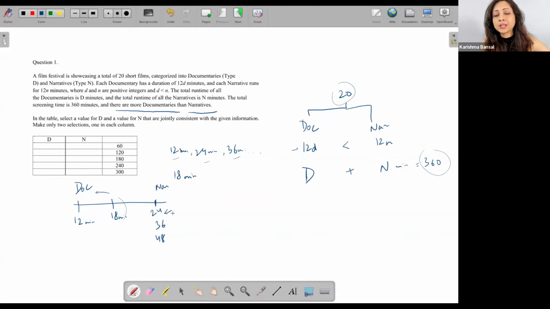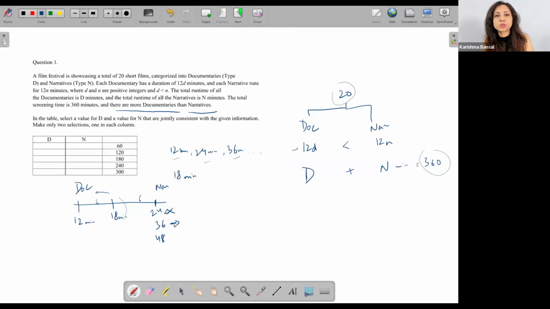Is a duration of 24 possible for the narratives? If that happens, what happens? Here I have a 6 distance, and here I have a 6 distance. The average is right in the center, which means I have equal number of documentaries and narratives, and that is not possible because I know that my average has to be closer to the documentaries, which means this is not possible. All right, what about 36?